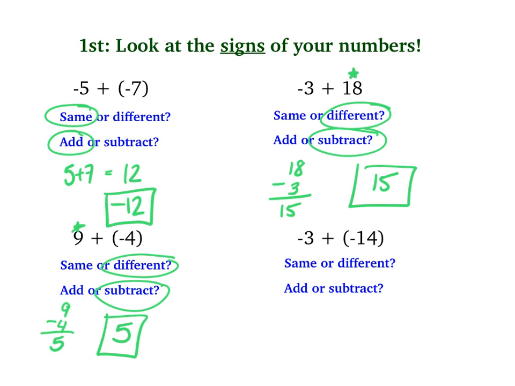Negative 3 plus negative 14, two negatives. They're the same sign, therefore no canceling, they're combining, and I would add them together. That gets me 17, but I need to keep my original signs here, so the final answer would be negative 17.